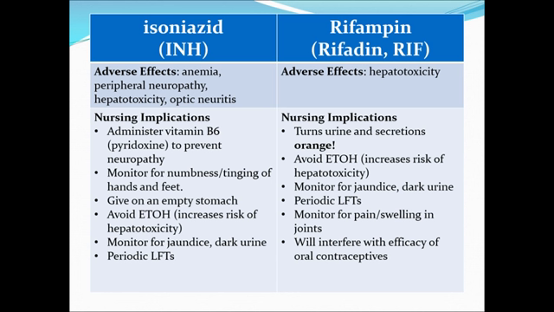Rifampin is also commonly used. Biggest adverse effect of this is the hepatotoxicity. So again, the same things we were doing with the INH. Nursing implications, it will turn the urine and secretions orange. You need to tell your patient this. That can be very alarming, but that is an expected thing with rifampin. Again, we talked about the liver stuff.